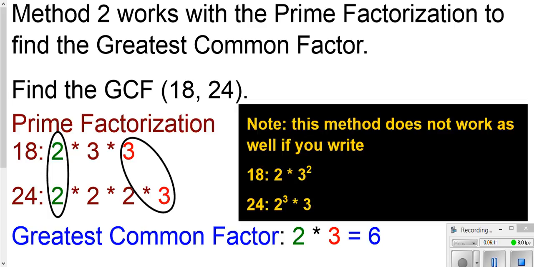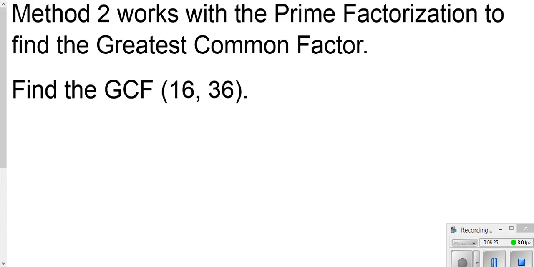Now, as a side note, this method does not work well if you're writing prime factorization with exponents. It only works if you do it in the expanded prime factorization form. So with that in mind, go ahead and try to do the greatest common factor of 16 and 36 using this prime factorization method. So pause the video, try it on your own, and then play it again when you think you have it to see if you agree.